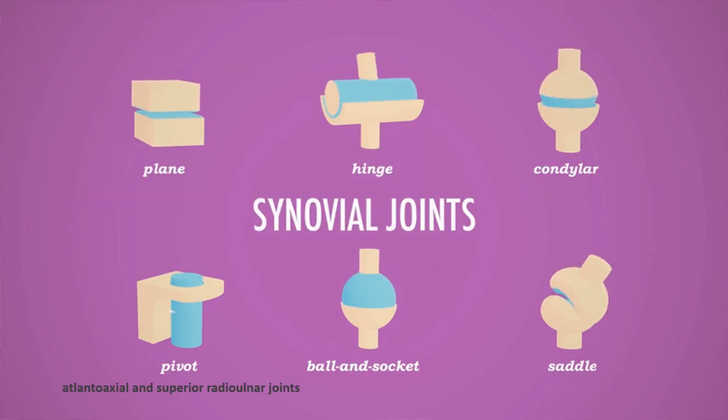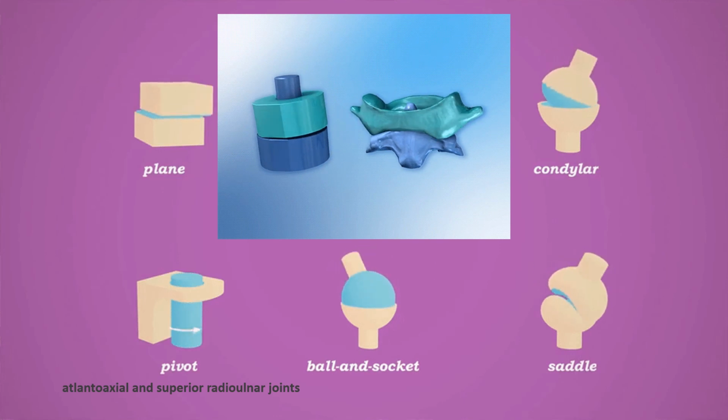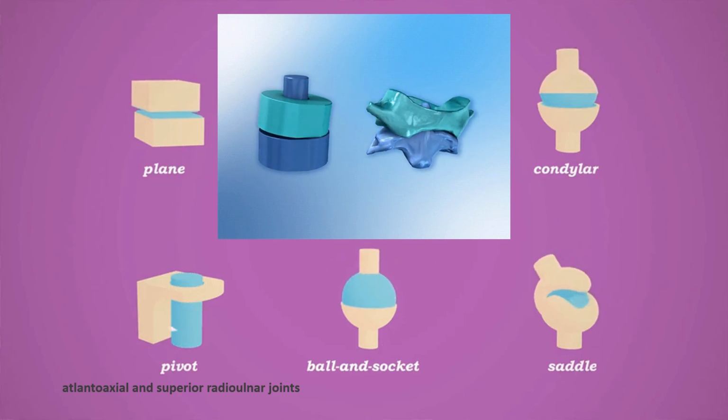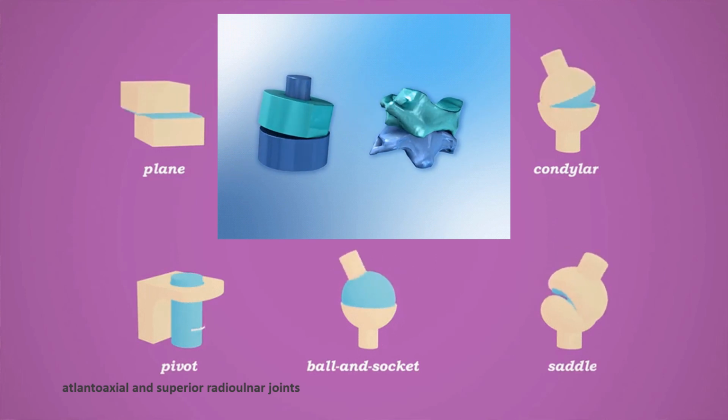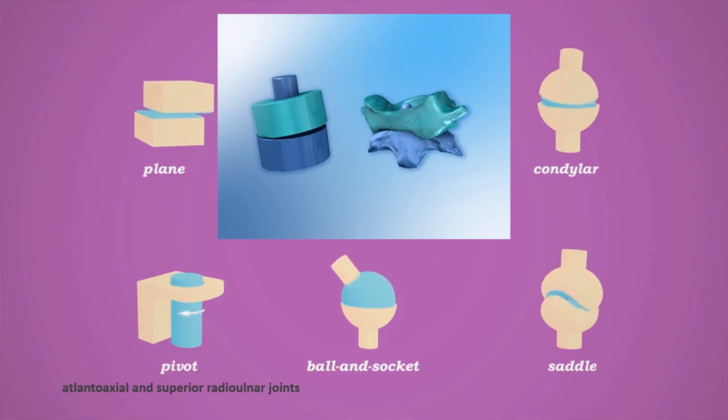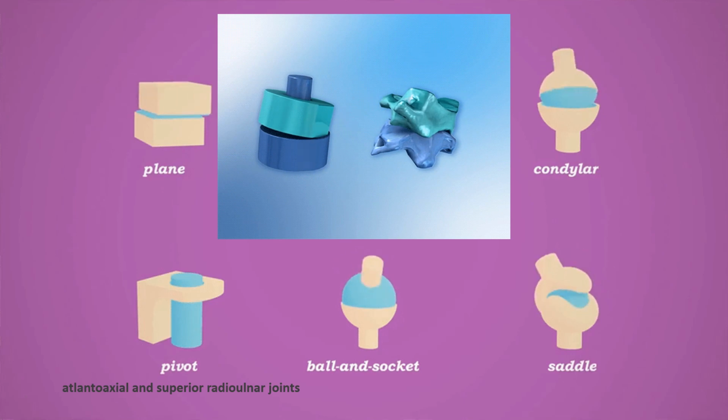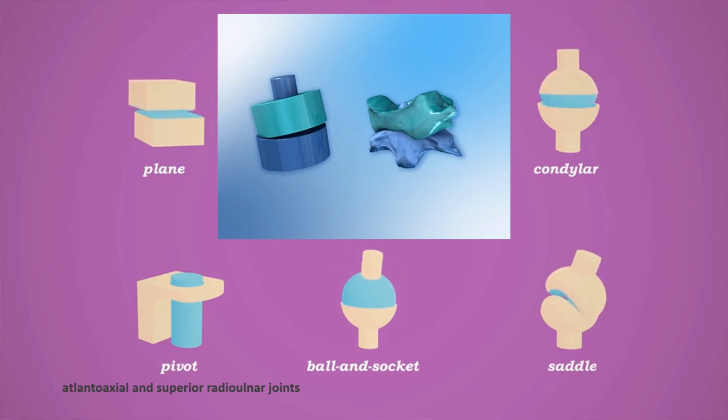In pivot joints, a central bony pivot is surrounded by a bony ligamentous ring, and rotation is the only possible movement. The atlantoaxial and superior radioulnar joints are good examples.